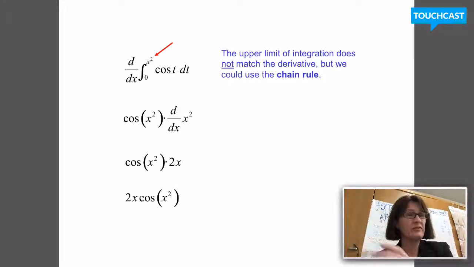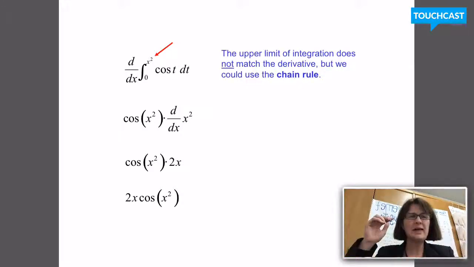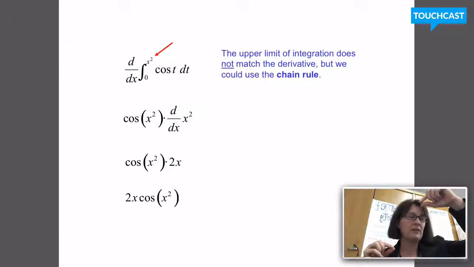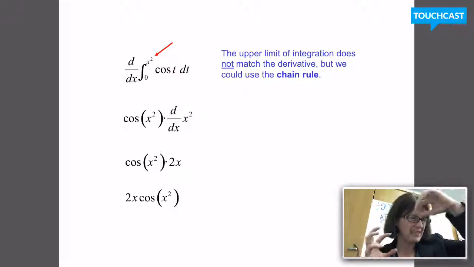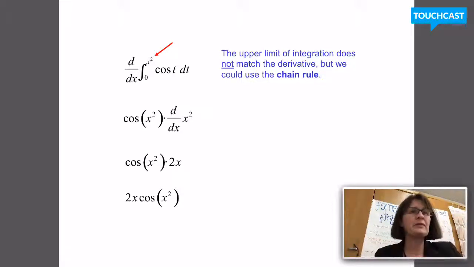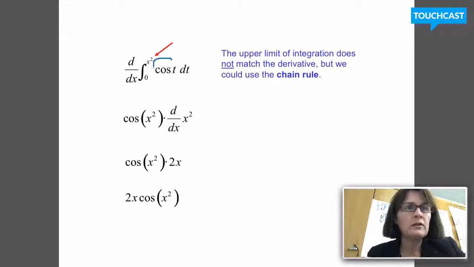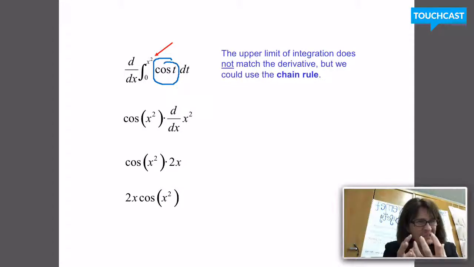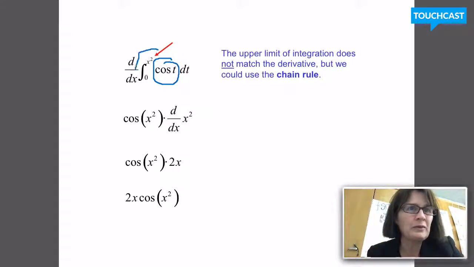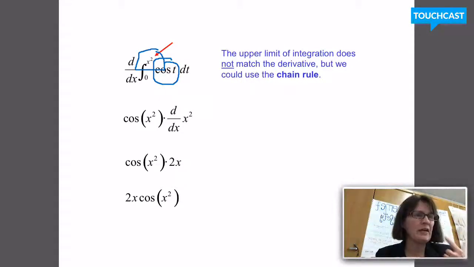If that's the only problem, notice I still have a lower limit that's a constant. I'm still taking the derivative of an integral, but the only thing that's wrong is that the variable I'm trying to differentiate with respect to isn't a perfect match. The upper limit of the integral is a function of that variable instead of just the exact copy of that variable. Well, here's what happens. The derivative's still going to undo the integral. Cosine t is essentially going to be my answer, but the t is going to get replaced with that upper limit. My answer here is going to be cosine of x squared multiplied by the derivative of that upper limit. In this case, the derivative of x squared is 2x.